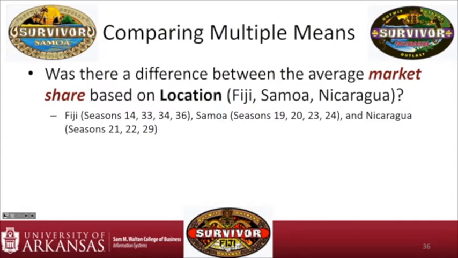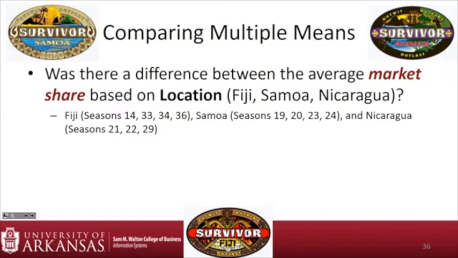Okay, so was there a difference? Okay, this is not a completely randomized design at all, because it's not an experimental design. So it's not completely randomized, it's not a randomized block, it's not a factorial, but we still can use those ANOVA techniques to be able to answer these questions. So the question was, is there a difference between the average market share based on location, and I have 3 locations: Fiji, Samoa, and Nicaragua.